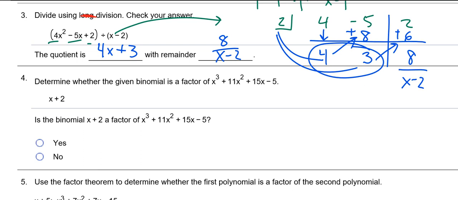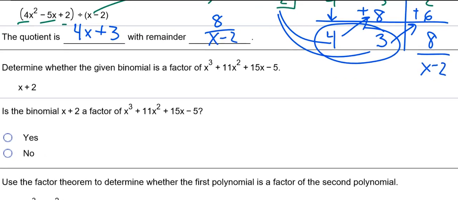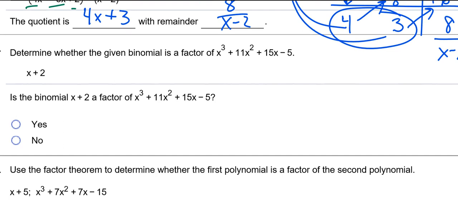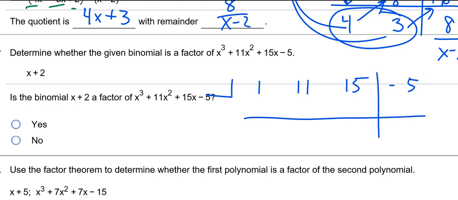Determine whether the given binomial is a factor. Okay, so just in the spirit of practicing more synthetic division, we've got coefficients of 1, 11, 15, and negative 5. And in the little box up there, what's the 0 that you get from x plus 2? That would be negative 2. Right, remember how you set it equal to 0 and solve? I know, I sound like a broken record.